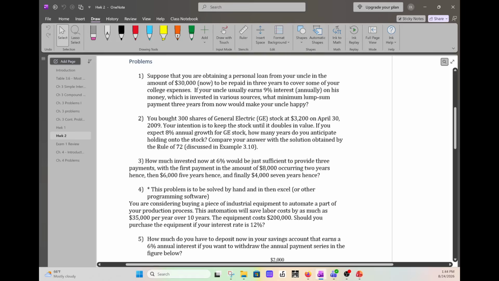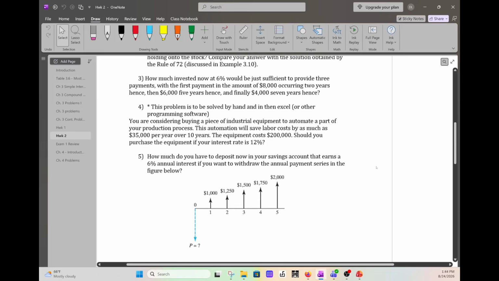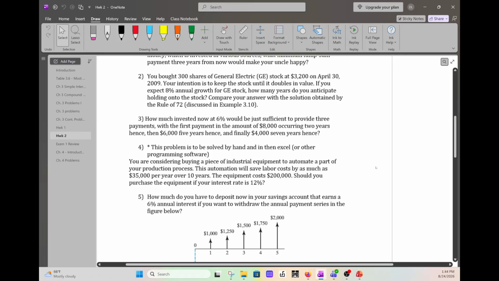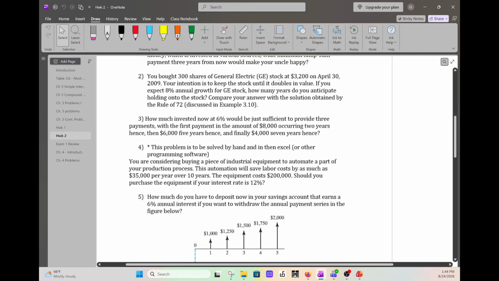And then what I want you to do is go to the book and see what you can find for Rule 72 and compare those. Okay. Problem 3, how much invested now at 6% would be just sufficient to provide 3 payments of 8,000, 6,000, and 4,000 at those current years. So draw your cash flow, bring them back. Okay.